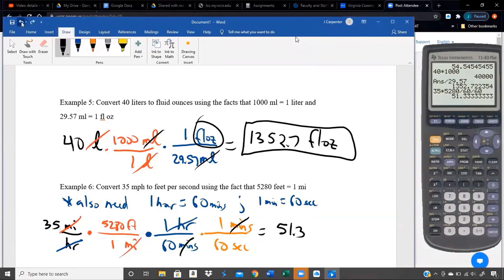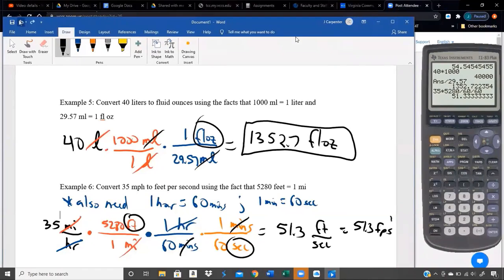What are the units we're left with? The hours are gone, the miles are gone, the minutes are gone. We're left with feet in the top and seconds in the bottom. So this would be feet over second, also known as 51.3 FPS. Not frames per second, feet per second. Some people might even go FT per second.